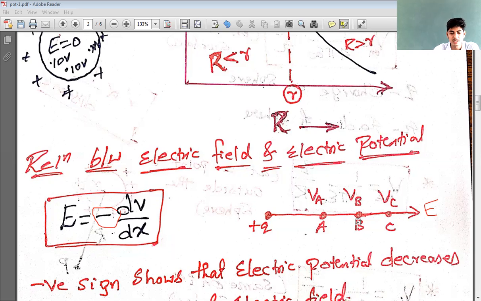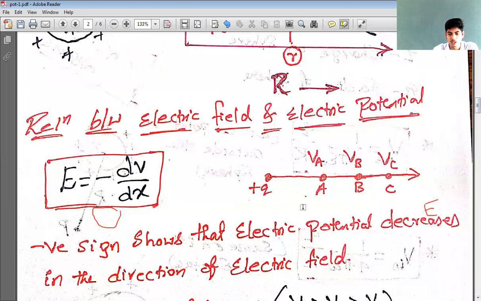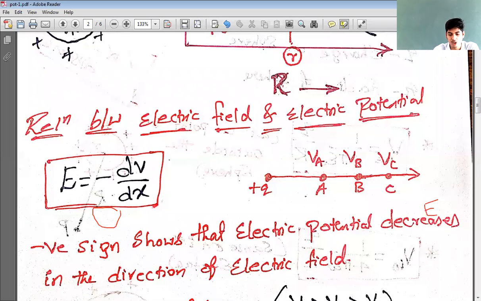See, I have represented three points here, A, B, and C. Let us suppose the potential at A is VA, the potential at B is VB, the potential at C is VC. Can you tell me which point will be at greater potential? A, B, C, which point will have greater potential? Which point will be at greater potential?